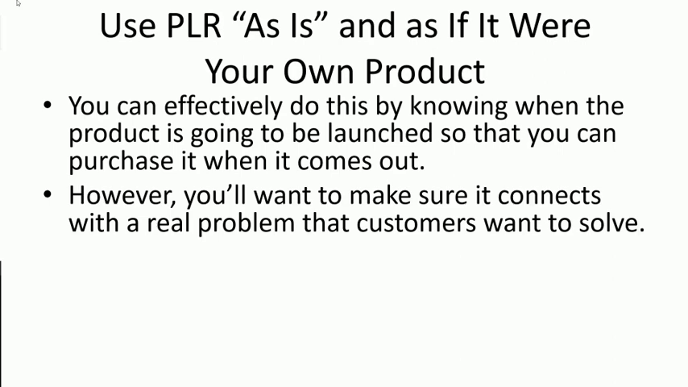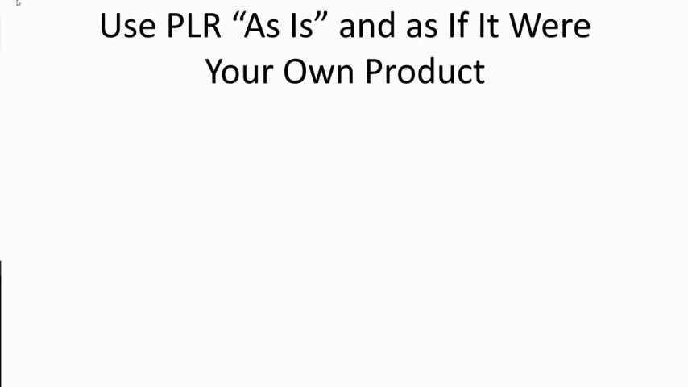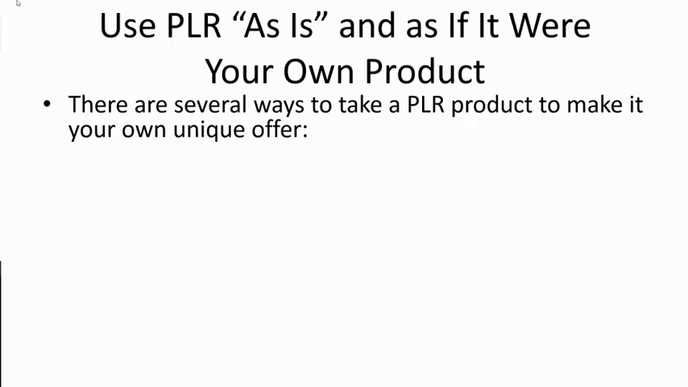And when you do that, what you're doing is tailoring the PLR product to meet a particular need, or angling it or slanting it so that it's talking about something that they really do have an interest in. And to do that, you're going to want to make sure that you're adding very unique components so that even if the base product all by itself is going to be the same as others are selling, your offer is still going to be unique because you're adding those unique aspects, unique components, and you are pushing it toward a particular problem that you know they're having. Now, there are several ways to take a PLR product and make it your own unique offer. So we're going to talk about those now.